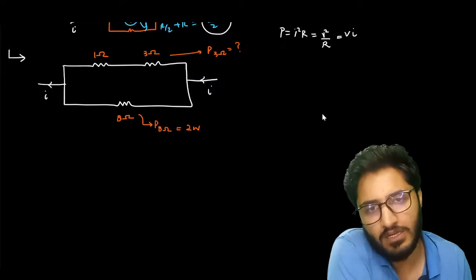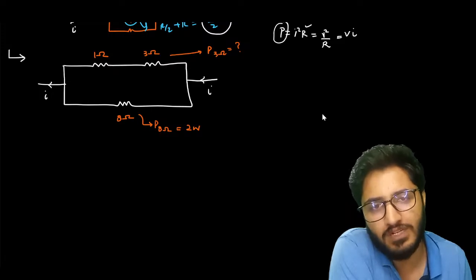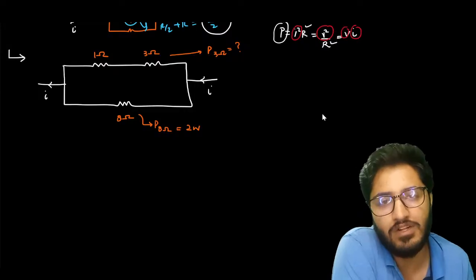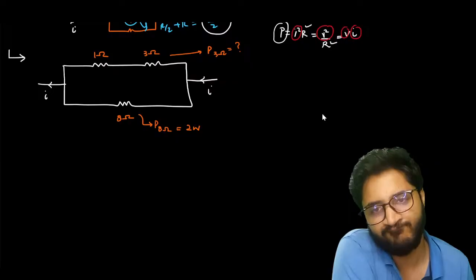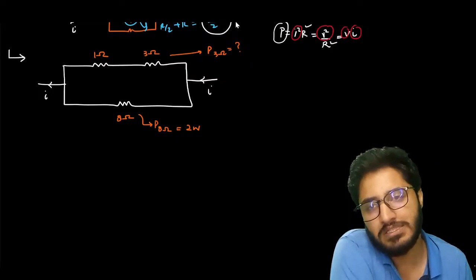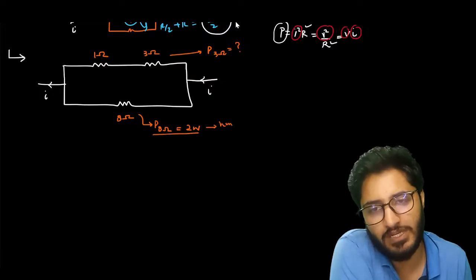Now here, if I need power, R is given. That means I need to get V or I. Then I will put the values and get my power value. So how will I get V or I? Look, this one is given, so this is the hint now given in my examination.